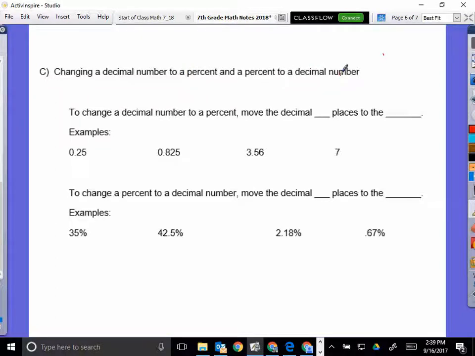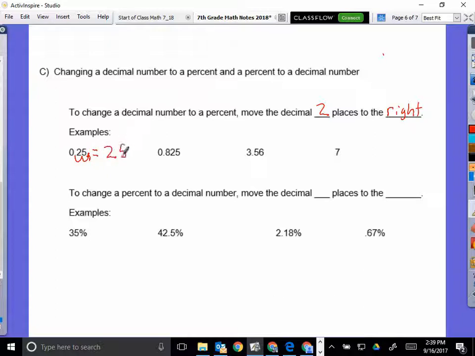Decimal to percent, percent to a decimal number. All right? So without doing all that division that we just did, here's what we can do. To change a decimal number to a percent, move the decimal 2 places to the right. All right? That's what we're going to do. So like this example right here, we have 0.25. If I wanted to show what that would be in percent form, take this decimal here, move that puppy 2 places to the right. It's going to go right there.